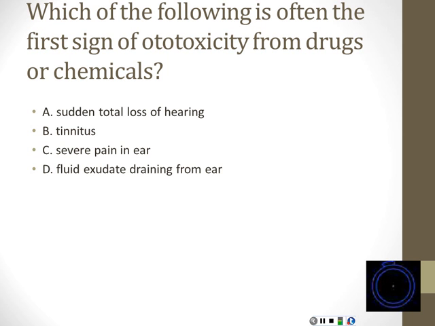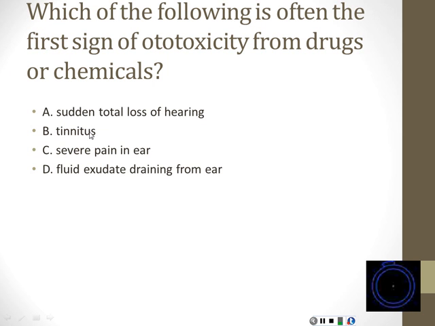Oh, okay, that's everybody. That's tinnitus. I know we didn't talk about that. Tinnitus is ringing in the ears, right? And ototoxicity is an effect of medication on the sensorineural part of the ear. So of those things, what would you likely see? Severe pain? No, the cochlea is not going to create pain if it's dying or getting sick. Sudden total loss of hearing? Doubtful. Fluid exudate draining from the ear is either an external ear infection or a ruptured middle ear. So the only one that's left is tinnitus.